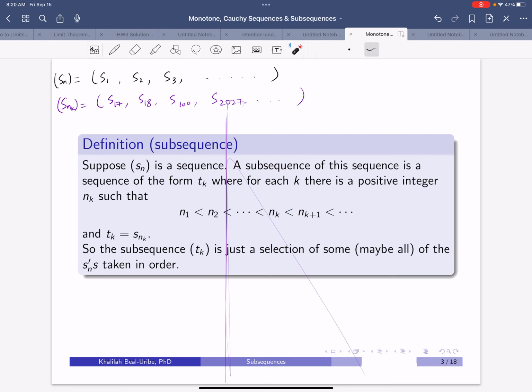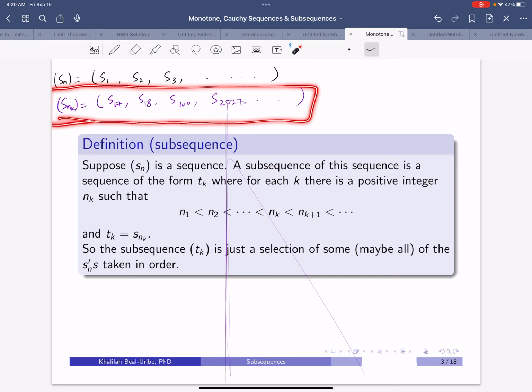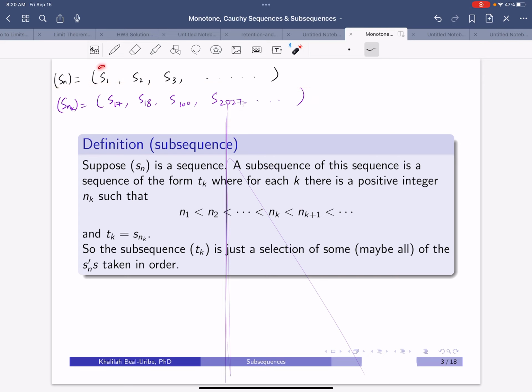One thing that students sometimes believe is that when you have a subsequence, you have to have a pattern to how you choose the terms. Like, oh, I have to choose S1, then S3, then S5, and S7. There doesn't have to be a formula on how you get n_k.